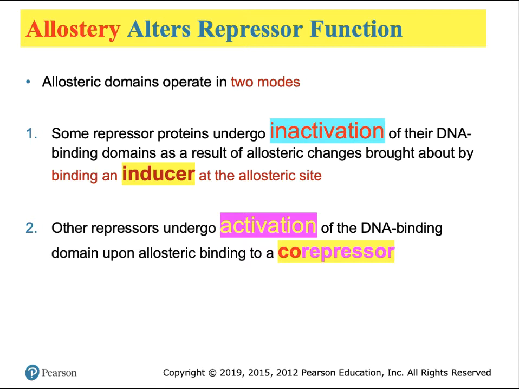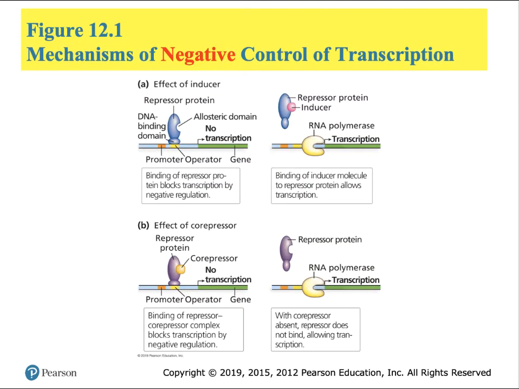Conversely, you could have a different protein which binds something, and then that causes its DNA binding domain to become activated, so it can then go and bind to the DNA. So in that case, the molecule that bound to the allosteric site is called the co-repressor. Therefore, in the first example, the repressor has one of two choices. It can either bind to the DNA or bind to the inducer, but not to both. In the second example, the repressor has to bind to the co-repressor before it can bind to the DNA. Slide 12.1 illustrates this overarching principle.